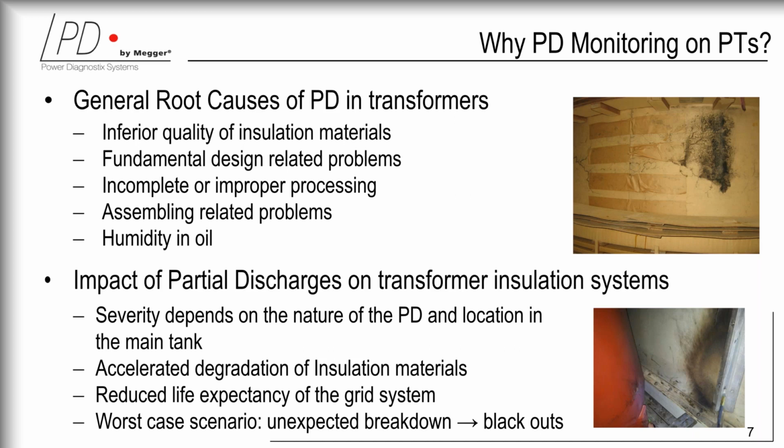But again, during the life of a transformer, there are accelerated degradations of such insulation materials, and of course, this can lead to reduced life expectancy. Clearly, the worst case scenario is when there is a breakdown, and then a blackout can occur. And that's why people should be looking at doing online partial discharge monitoring all the time, throughout the life of a transformer, especially on critical assets.